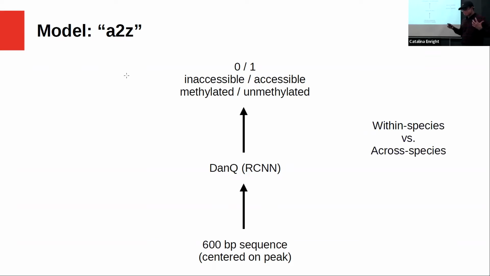I'm interested in comparing, we know it works within species in humans, but can it do as well across species, in species it hasn't observed? And for now, I'm going to shorthand call this model A to Z for Arabidopsis to Zea.